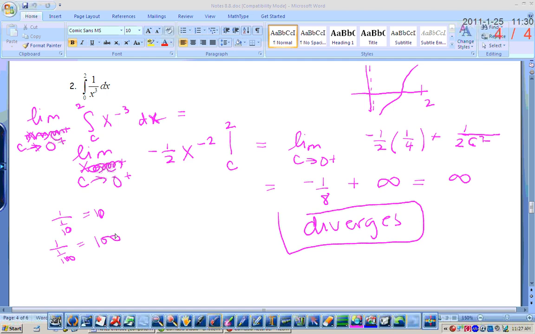So if the bottom of your fraction is getting smaller and smaller and smaller, 1 divided by that is going to get bigger and bigger and bigger.